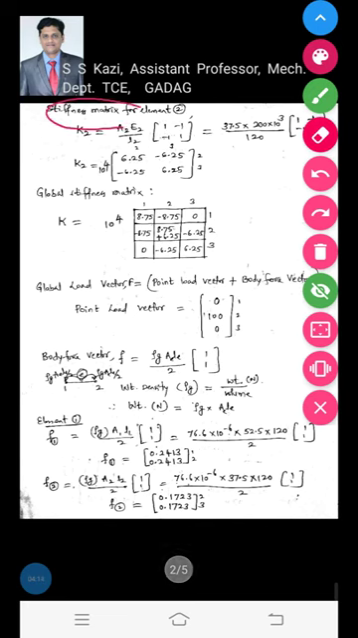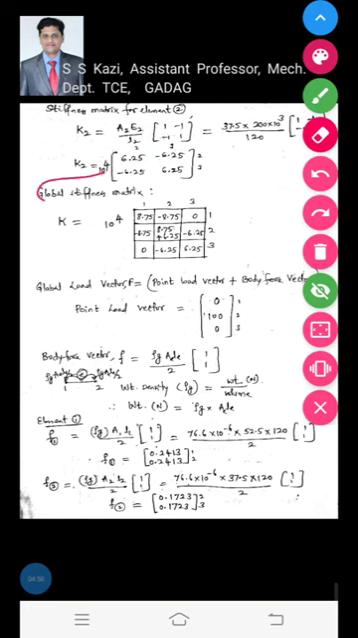Let us generate the stiffness matrix for element 2 similarly. For element 2 the area is 37.5, Young's modulus is the same 200 GPa, and length is 120. After calculation of this ratio we got 6.25 into 10 raised to 4. Maintain the same common 10 raised to 4 outside the matrix as in element 1, with 6.25 and minus 6.25 inside, and write the DOF numbers 2 3, 2 3, because element 2 consists of 2 nodes, 2 to 3.